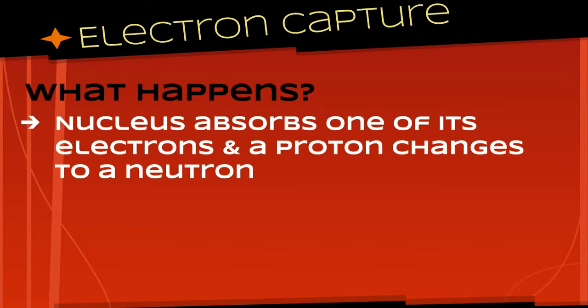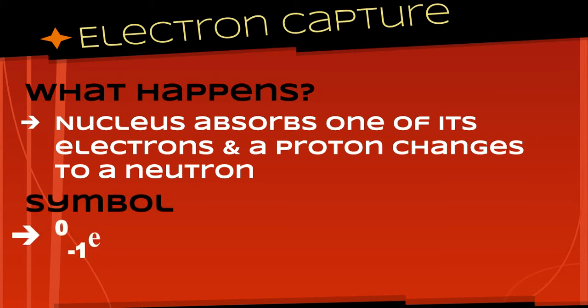The nucleus is going to absorb or capture one of its electrons, and then, because electrons are negative, it's going to be attracted to the proton in the nucleus, because positive and negative are going to attract. So that nucleus is going to suck in one of its electrons, and that proton is now going to change to a neutron, because now you have that one positive, the one negative, and it'll become neutral.